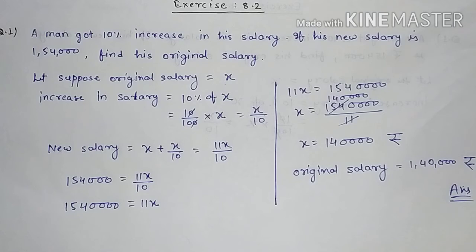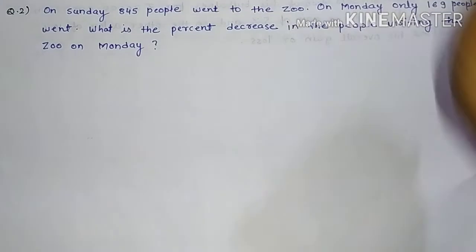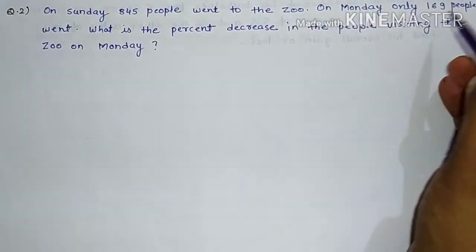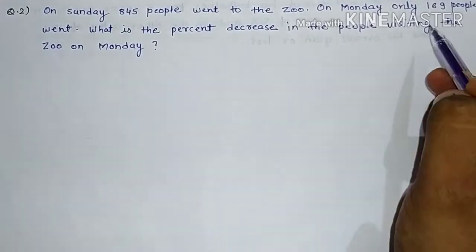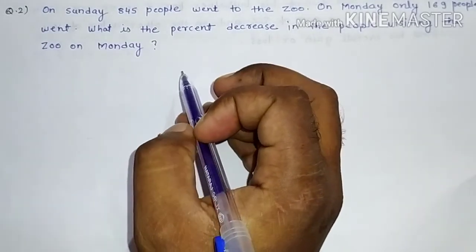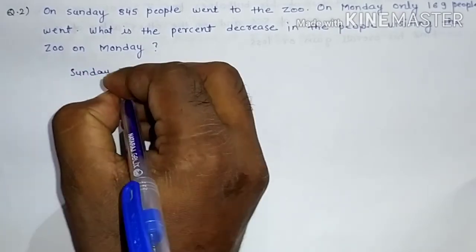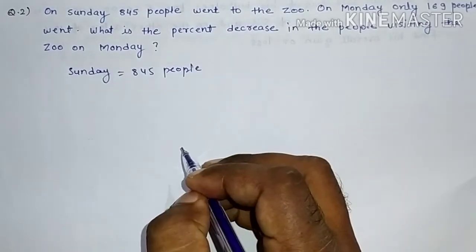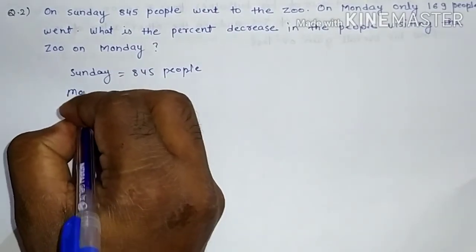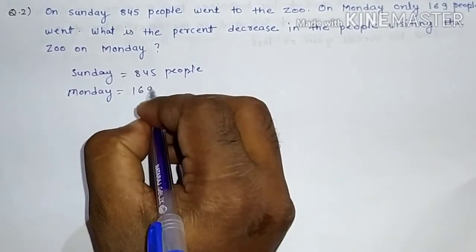And it's very simple. Similarly, question number 2. On Sunday, 845 people went to the zoo. On Monday, only 169 people went. What is the percent decrease in the people visiting the zoo on Monday? Now, what is given? On Sunday, 845 people went to the zoo, and on Monday 169 people went to the zoo.